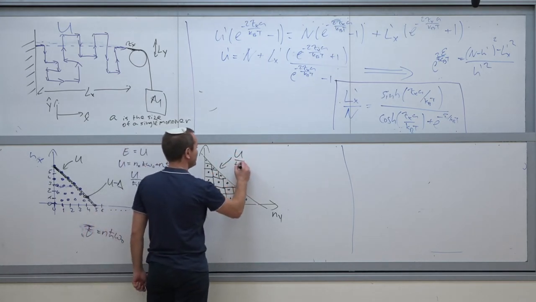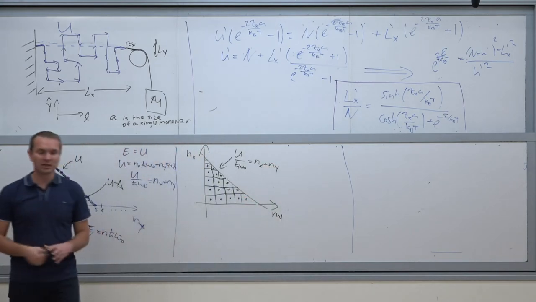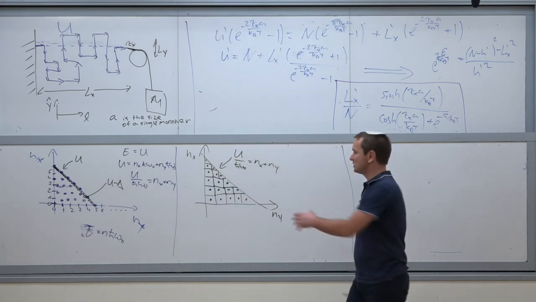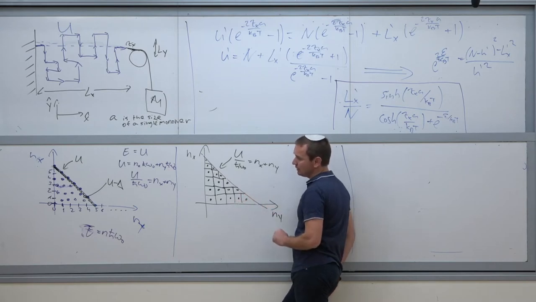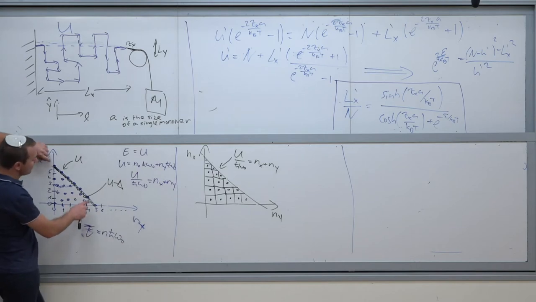Okay. u divided by h bar omega 0 equals nx plus ny. So there is a strict connection between the area in this configurational space and the total number of states. Now, if I continue with this line of reasoning, what is the number of states in this delta vicinity? It's basically given by the area of this delta vicinity of the borderline, right? So how am I going to compute it?